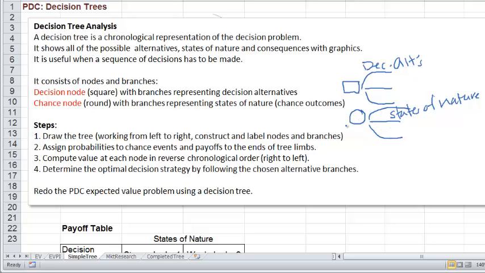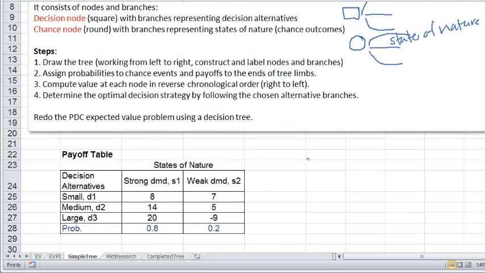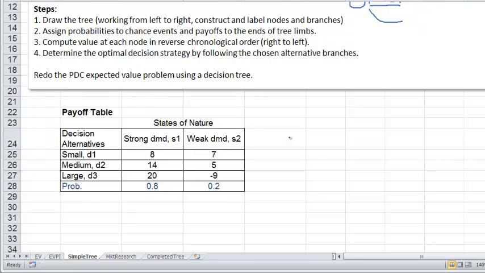Now, to introduce the use of a decision tree, we'll first redo the problem we just did, the original one, this time using a decision tree. So remember that it looks like this. Here's a payoff table representing the original problem. And we're going to follow the steps outlined here.